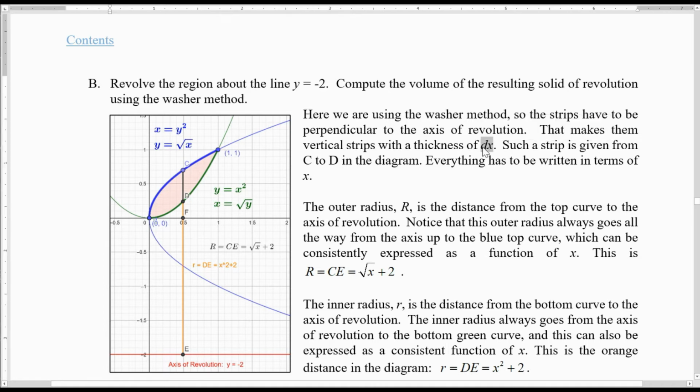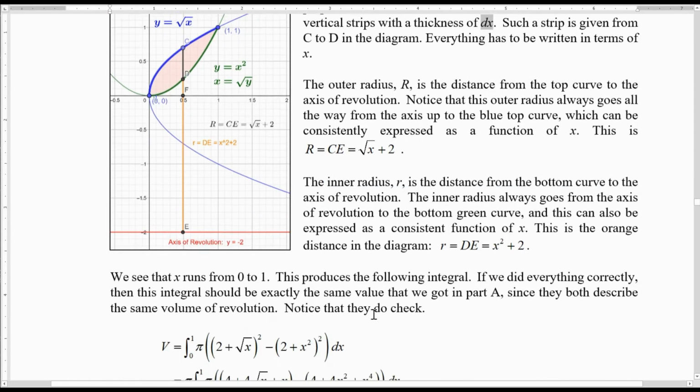So what do we get here? Well, we're going to get two radii. One is this orange distance from E to D. What is that? That's 2 plus the lower y, and that lower y in terms of x is x squared. So it's x squared plus 2 for that lower radius. And the outer radius is the radius from E all the way up to C. From 0 to C is the upper y, which is the square root of x, and to that we need to add the constant 2. So that's the square root of x plus 2.